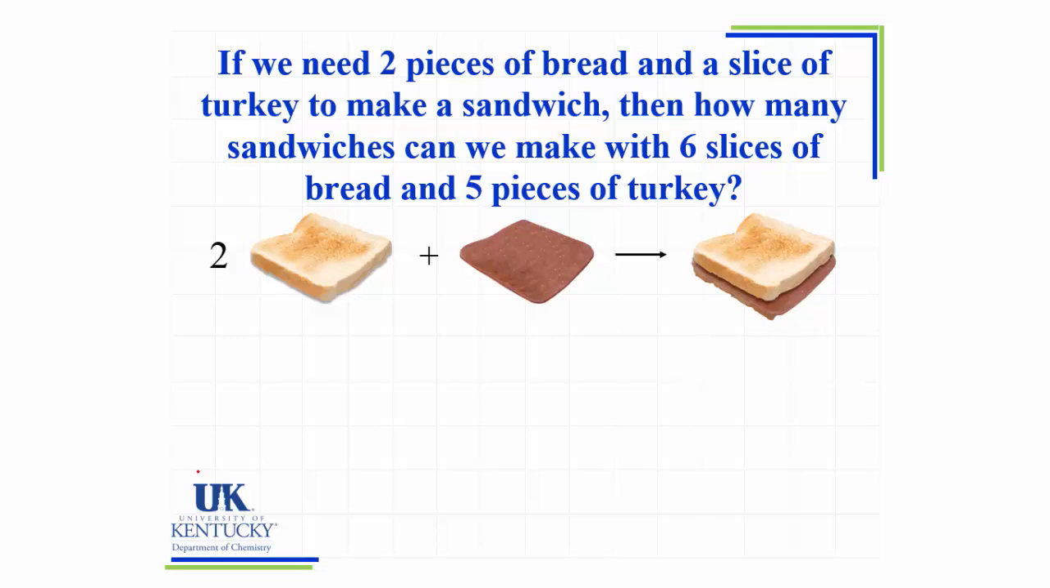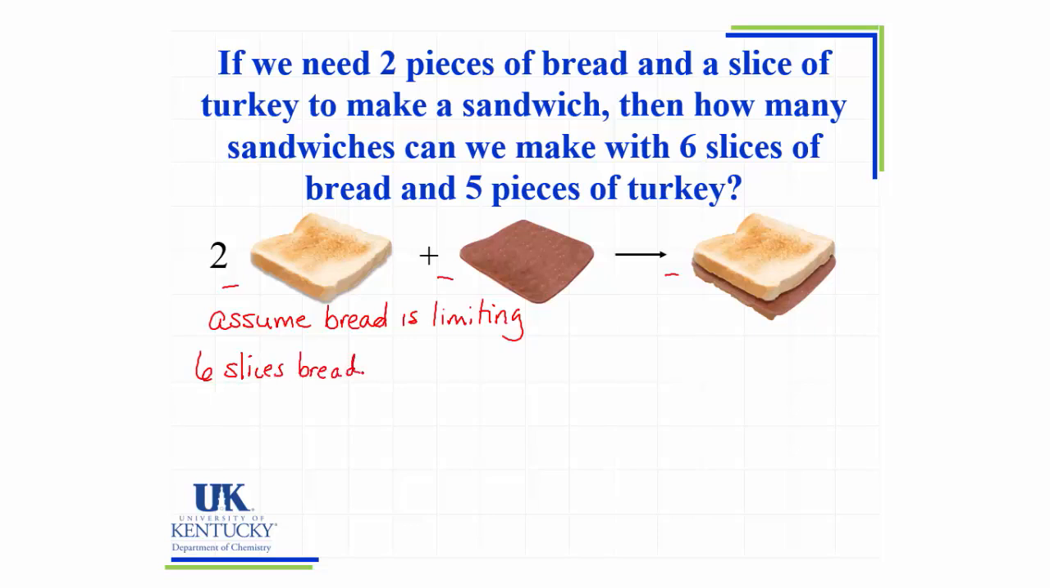But what we want to look at is how we're going to set that up based on what we know from our equation here, which happens to show 2 bread, 1 turkey equals 1 sandwich. Let's start by assuming that the bread is limiting. So if the bread is the limiting reagent, that means we're assuming that the turkey is the excess reagent. Now, I know that I have 6 slices of bread. That was the amount that was given in the problem.